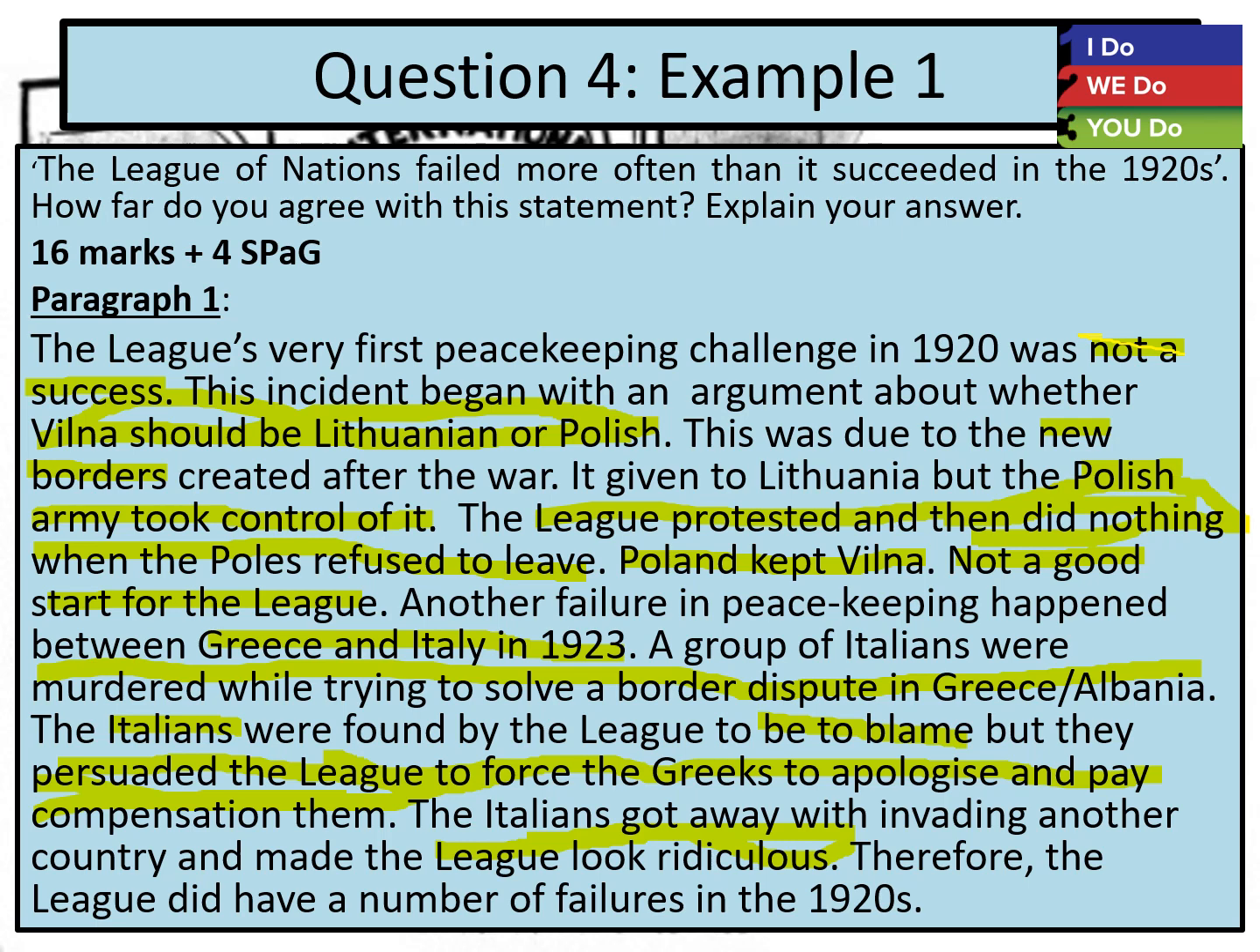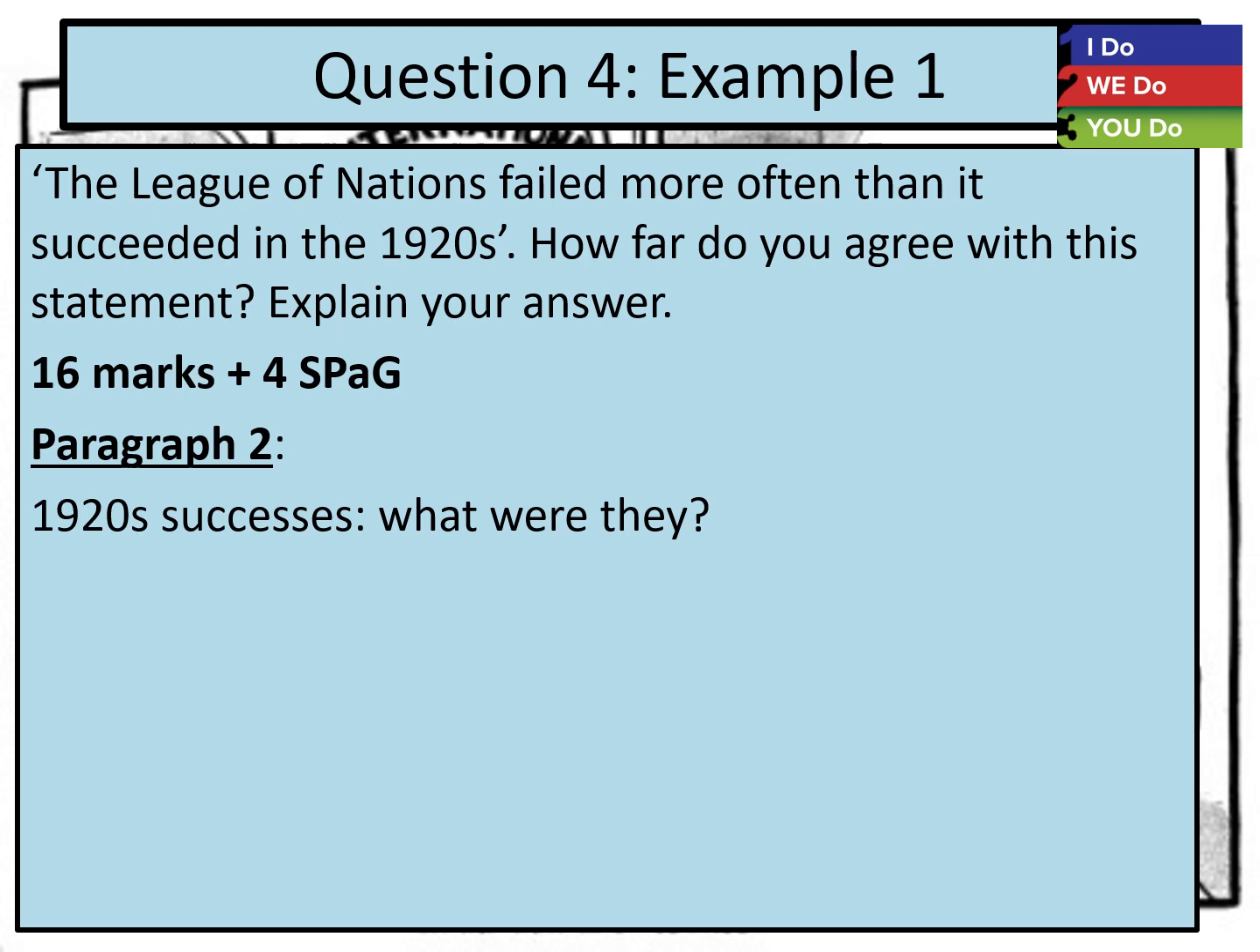Therefore, the League did have a number of failures in the 1920s. So I'm making it clear that I'm not just writing a story, but I'm showing that the League of Nations was failing in the 1920s. So notice there's details about events, but also making it clear how the League had failed at that point in those two particular incidents. So in this particular question, our second paragraph would be, well, if the question is saying that it failed more often than it succeeded, we need to have a look at what those successes were. So our second paragraph is going to be looking at 1920s successes. So what were these successes? That's what our second paragraph is going to be.